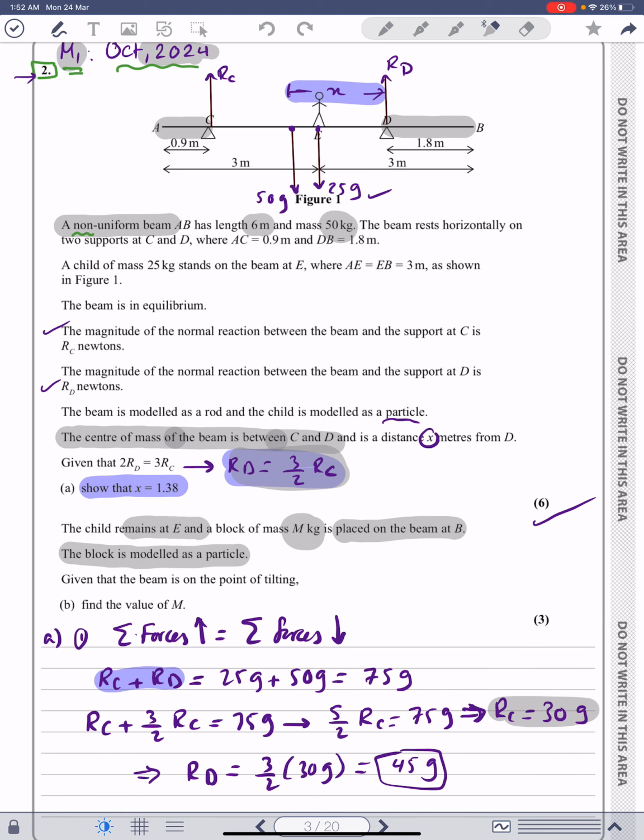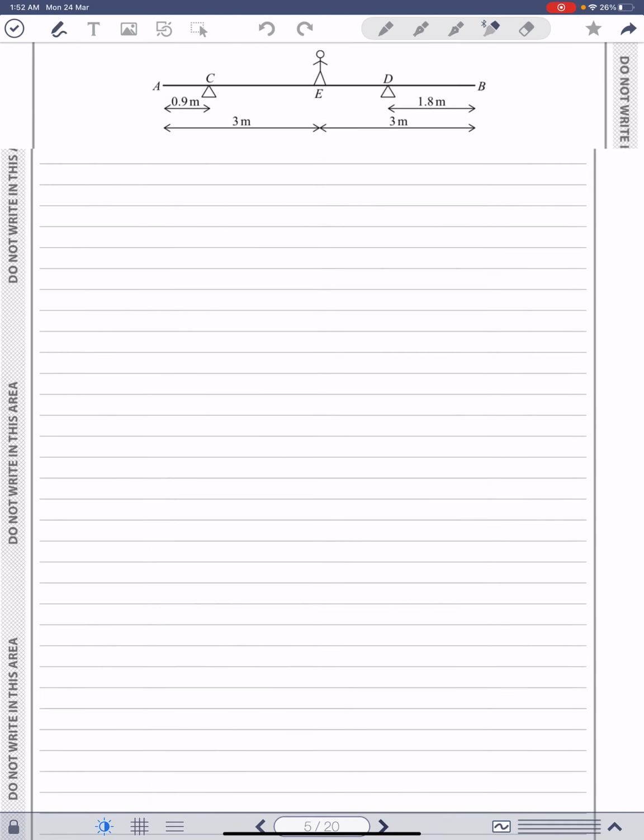Given that the beam is on the point of tilting, find the value of m, which is the mass of the new block. I prepared for you here another diagram to help you and to help the examiner understand what you are doing. He said this is particle m, so it has a weight mg at B. He said the child stays, so this is 25g, and of course the weight 50g, which is 1.38 from D.